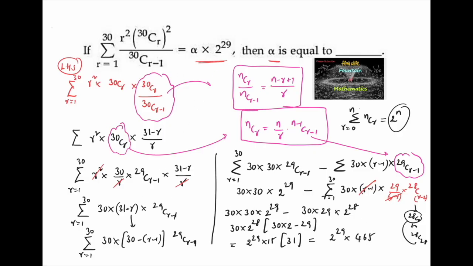So here when comparing with the RHS, alpha into 2 power 29, we can say alpha value is 465. So the value of alpha is 465. This is the answer.